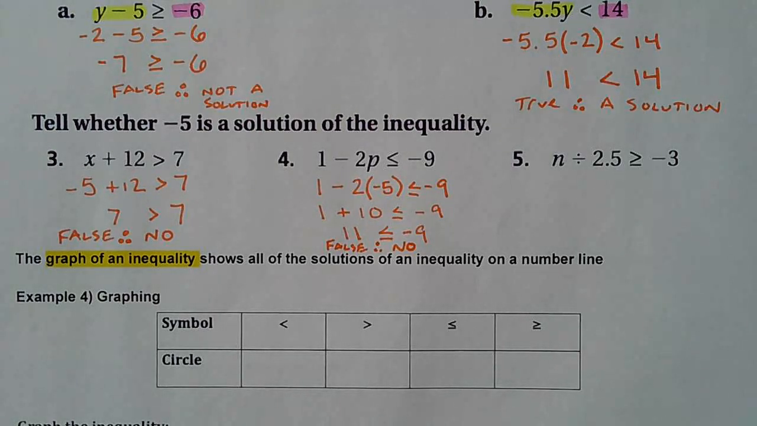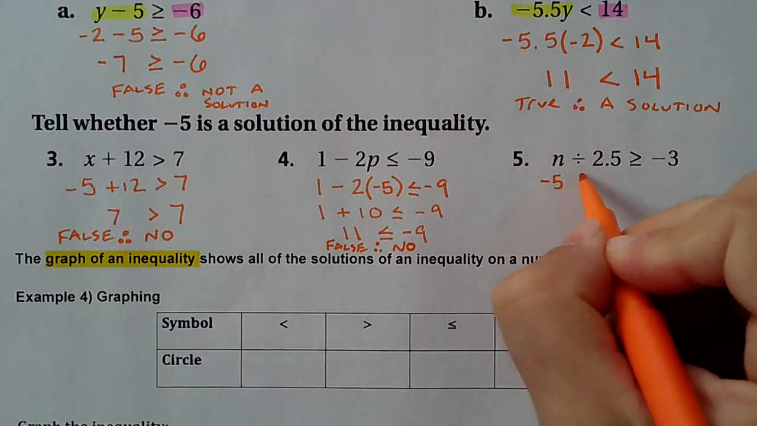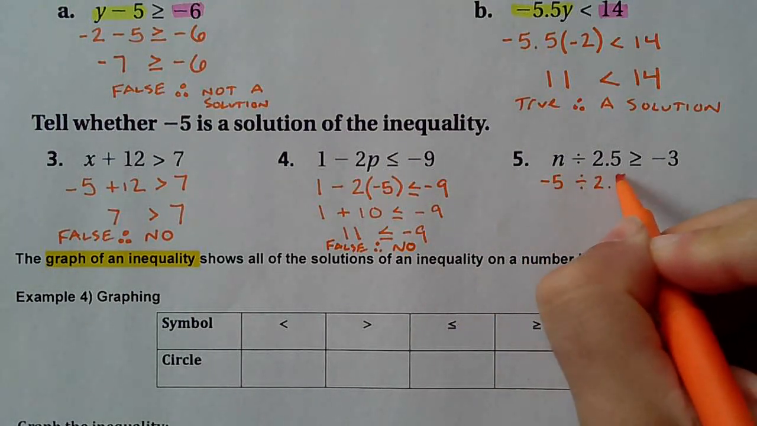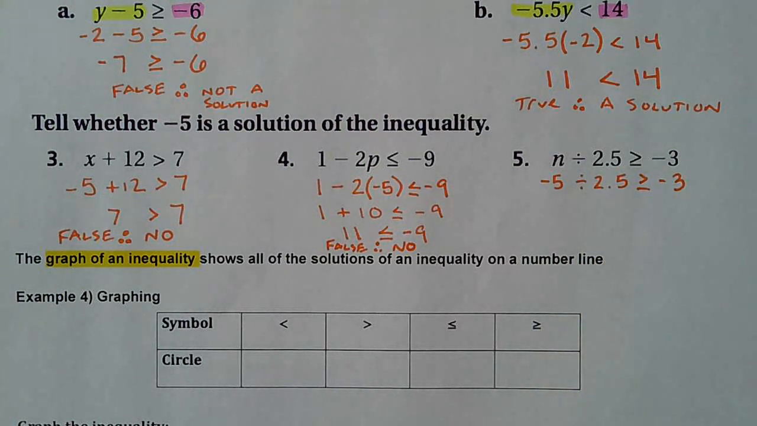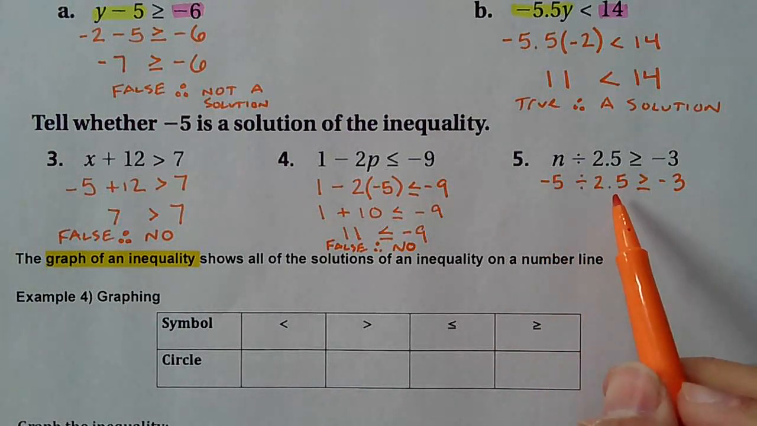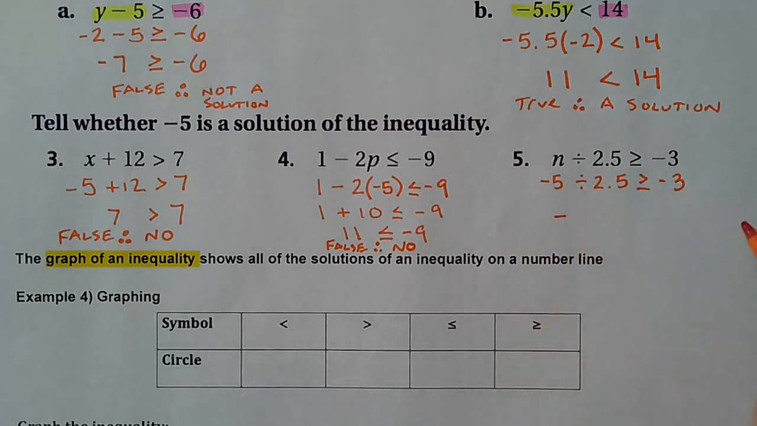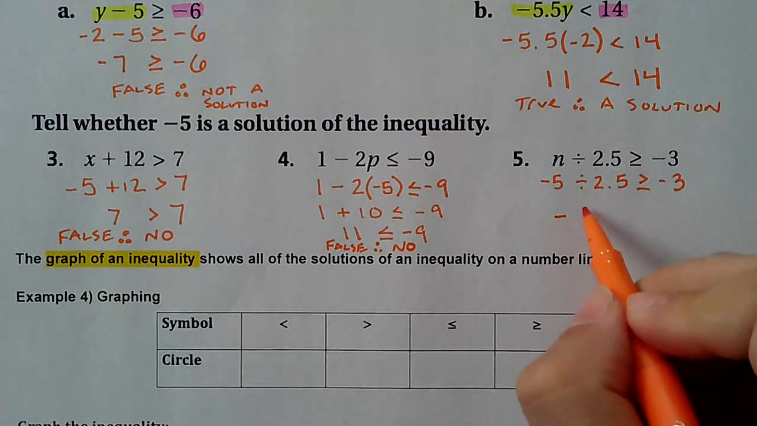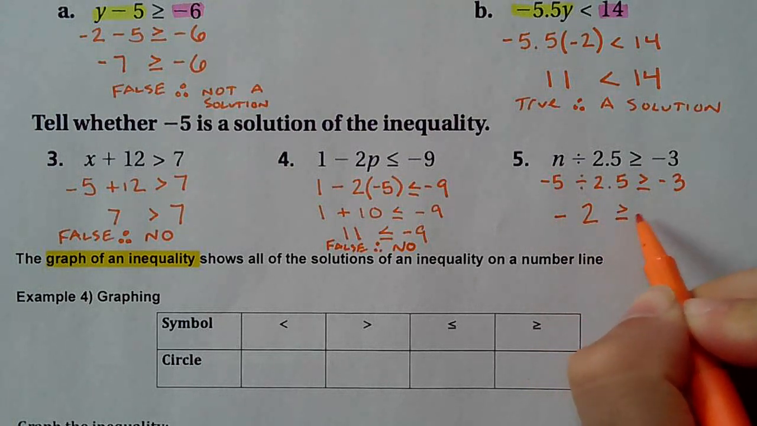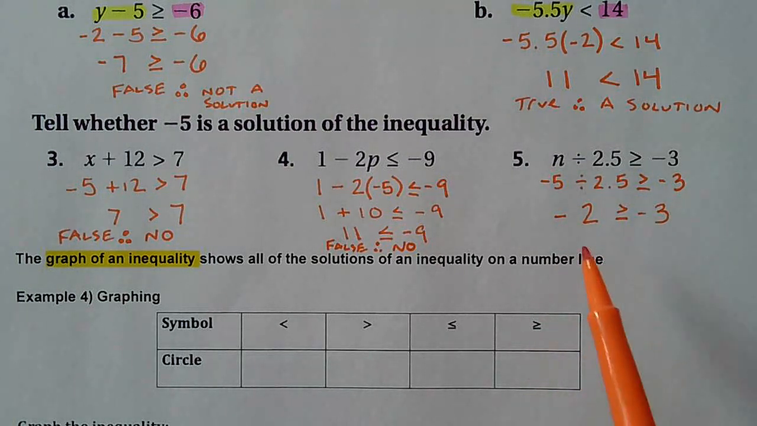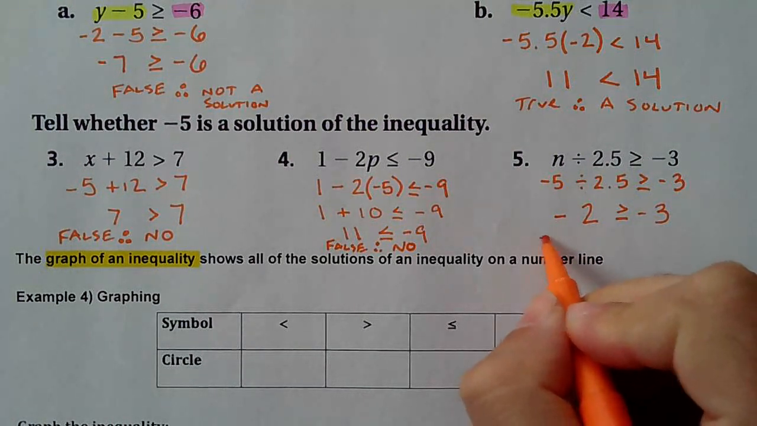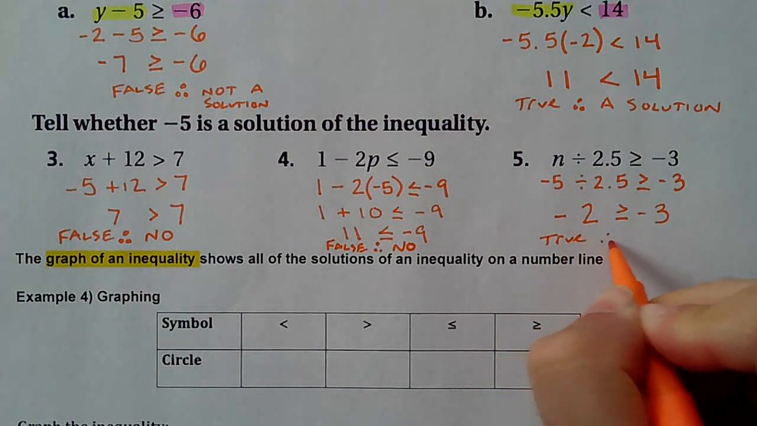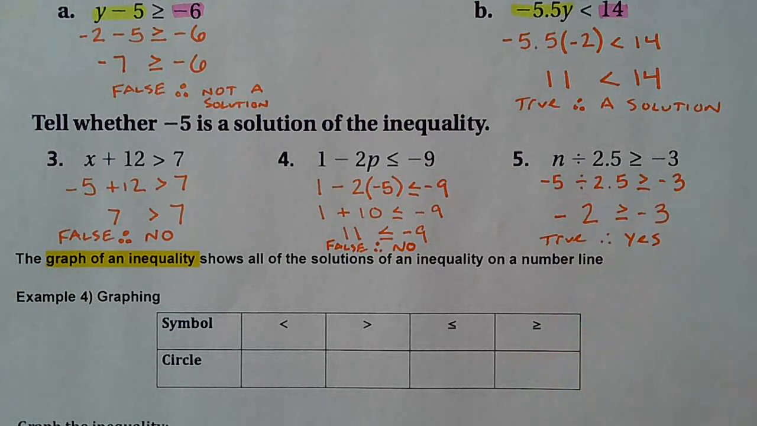And why don't we try 5? -5 divided by 2.5 is greater than or equal to -3. Negative divided by positive is negative, so I know my result's negative. 5 divided by 2.5 is 2. -2 is greater than or equal to -3. That is true. Therefore, yes, it's a solution.